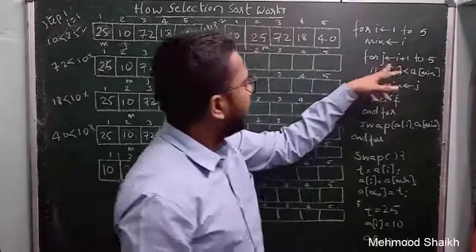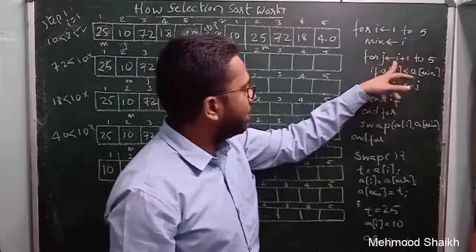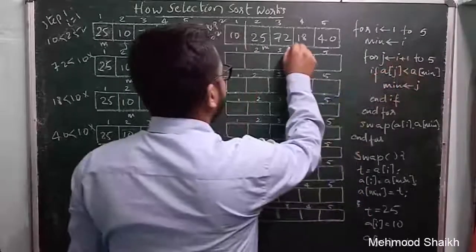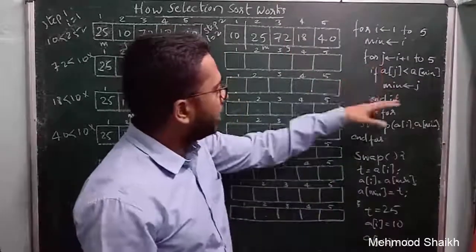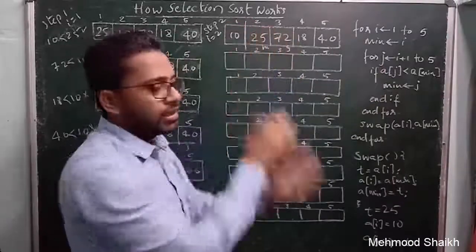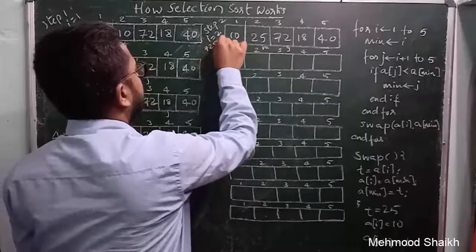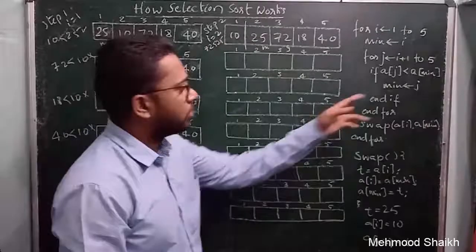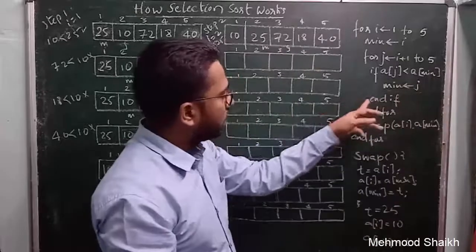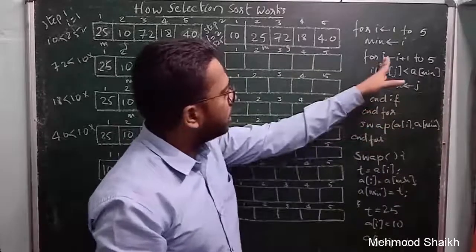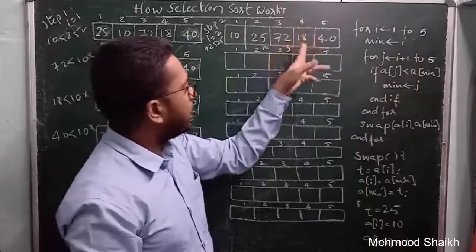In the next step, we have a for loop with j. Now j equals I plus 1. I was 2, so j equals 2 plus 1, which equals 3. That means j will be pointing to the third index. Now we need to make a comparison between this third index and the second index. Let us do that. Is 72 less than 25? No, 72 is not less than 25, so this condition becomes false. In this case, this statement will not be executed. We will come out from this if, and while coming out, we will increment the value of j by 1. j was 3 in the last case, so now j becomes 4.